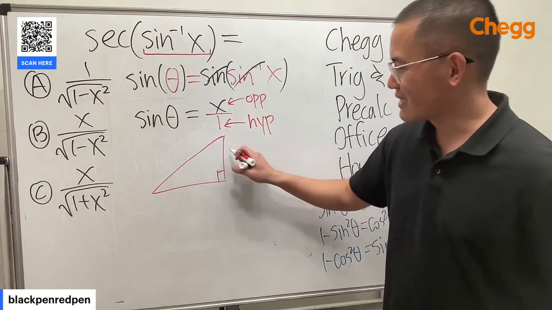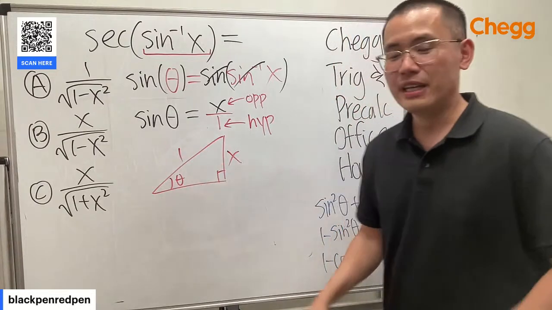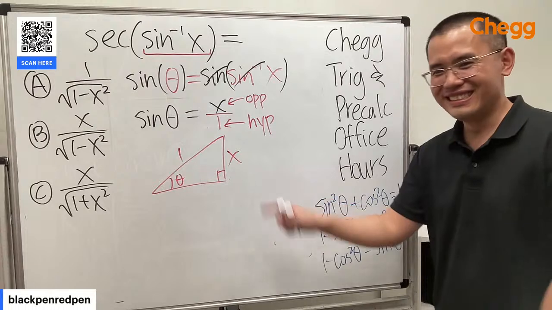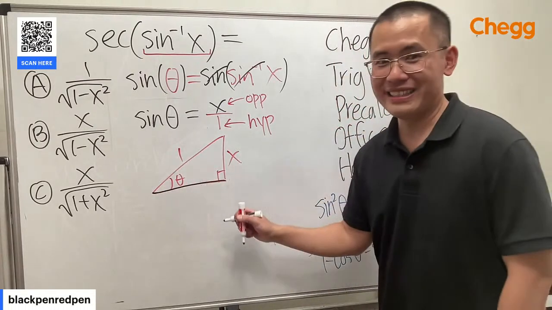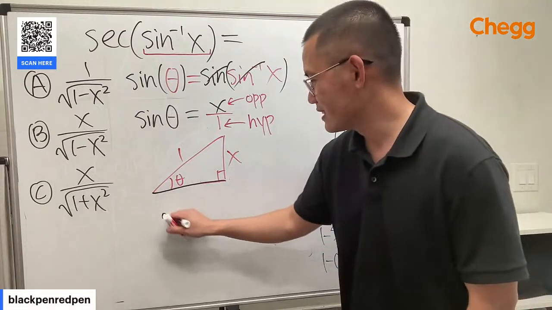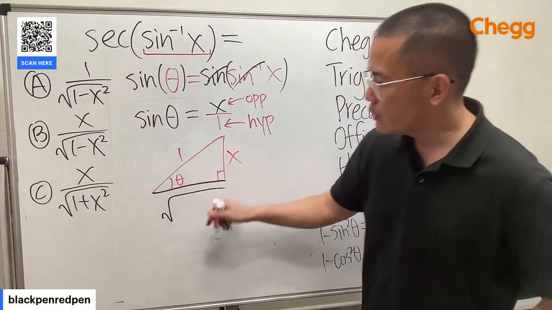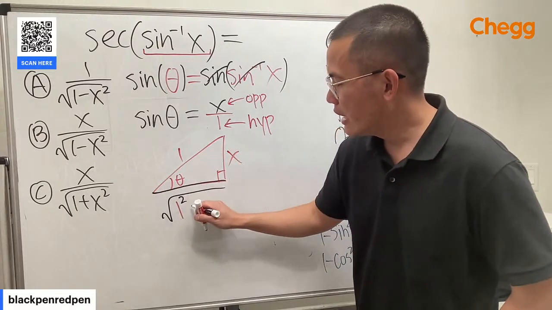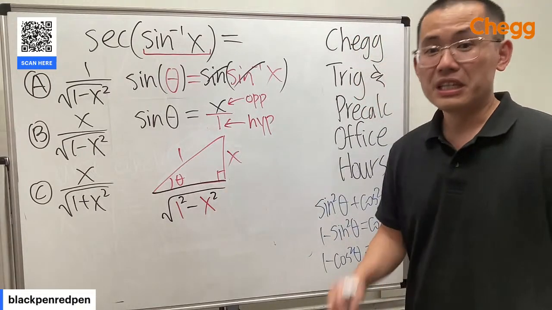All right, opposite is x. And this right here is the angle theta. Hypotenuse is 1. Now we have to figure out this side. We are going to open the square root first. And if it's a side, you are going to take the hypotenuse, square that first, and then minus the other side squared. Just like that.